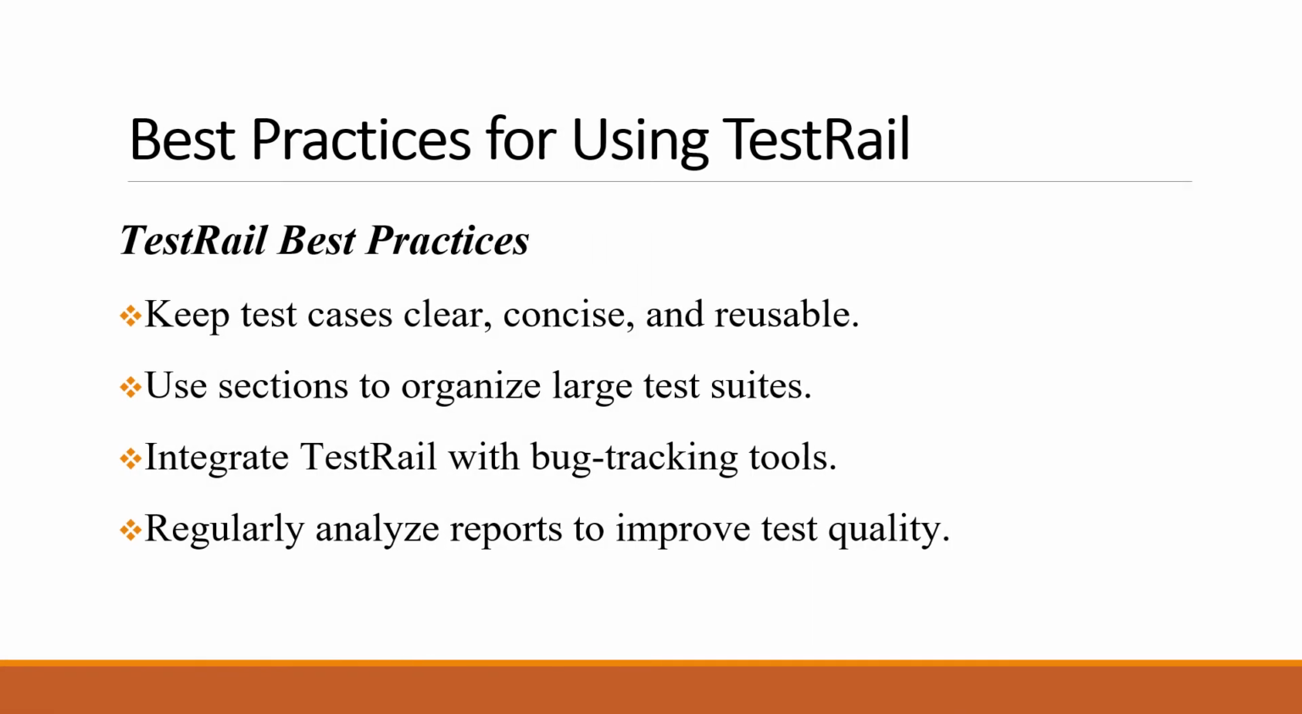To get the most out of TestRail, follow these best practices. Write test cases that are clear, concise, and reusable so they can be executed consistently across projects. Use sections to organize test suites, especially for large and complex applications. Integrate TestRail with bug tracking tools like JIRA to streamline defect reporting and management. Regularly review reports and metrics to identify areas for improvement, optimize test coverage, and boost team efficiency. These practices ensure that your testing remains organized, measurable, and effective.